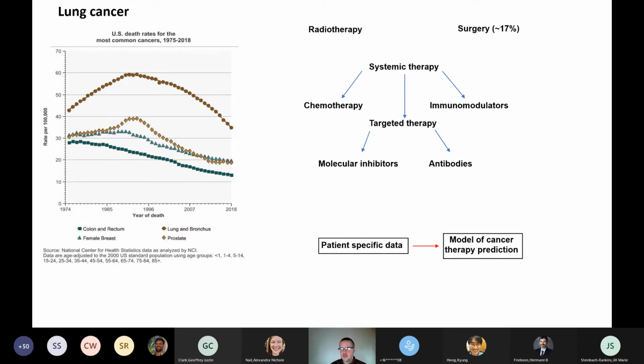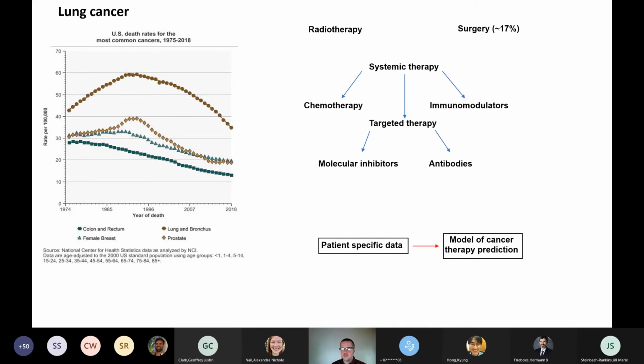So lung cancer accounts for about 13% of all new cancer diagnoses. And although the mortality rate for lung cancer has been steadily declining over the past couple of decades, as indicated by the brown circles in this chart, the 5-year survival rate for advanced stage lung cancer is only about 20%, making it the most lethal form of cancer. There are a variety of treatment options for patients with lung cancer.